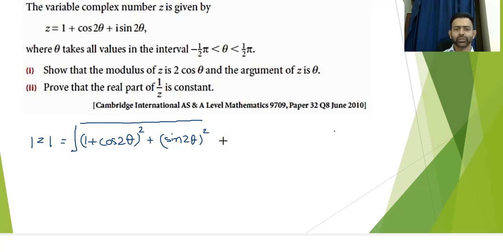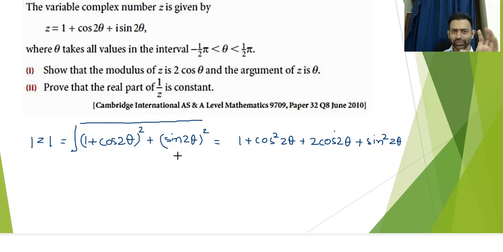This is your modulus. So opening up the bracket, this is 1 plus cos square 2 theta plus 2 cos 2 theta plus sine square 2 theta. Please do not square these, it won't become 4 theta square, right? We do not square the theta, we square the function: sine square 2 theta is basically sine 2 theta into sine 2 theta, right? So this is the square root.